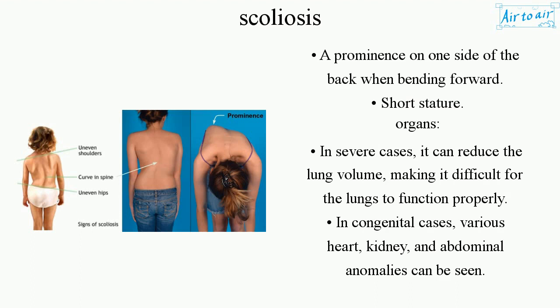Short stature. Organs. In severe cases, it can reduce the lung volume, making it difficult for the lungs to function properly. In congenital cases, various heart, kidney, and abdominal anomalies can be seen.